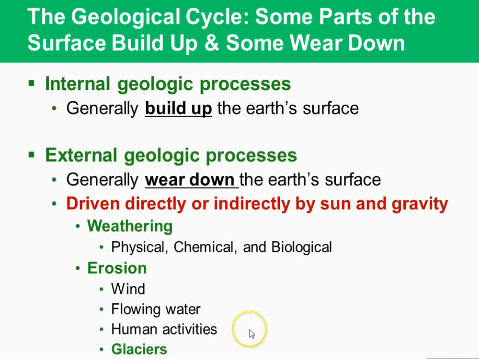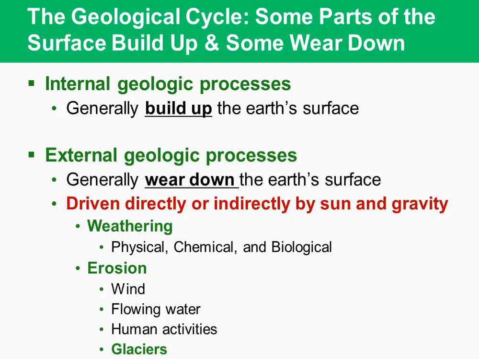Okay, so like I was saying earlier on one of the previous slides, in the geological cycle, some parts of the surface build up and some wear down. Internal processes are going to build up. In other words, this is where your new rock is going to come from. It comes from cooling magma, or the fact that you have two plates crashing against each other, which ends up changing the topography of the Earth. External processes, however, are going to wear down the Earth's surface, and this is because of sun and gravity. Weathering is physical, chemical, and biological, and I'll give you some examples of those later.